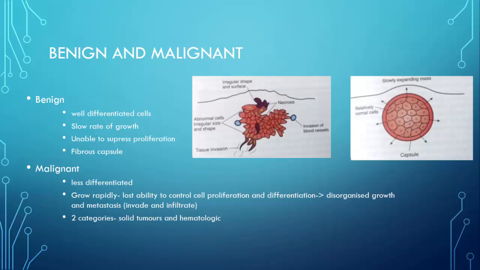So you can look at the two diagrams here, and it helps to give an idea of the difference between benign and malignant cells. Malignant neoplasms are less differentiated, they grow rapidly, they've lost the ability to control cell proliferation, but also differentiation. So they have disorganized growth, and they have metastasis, which means they have the ability to invade and infiltrate. And typically there's two categories, solid tumors and the hematologic cancers.